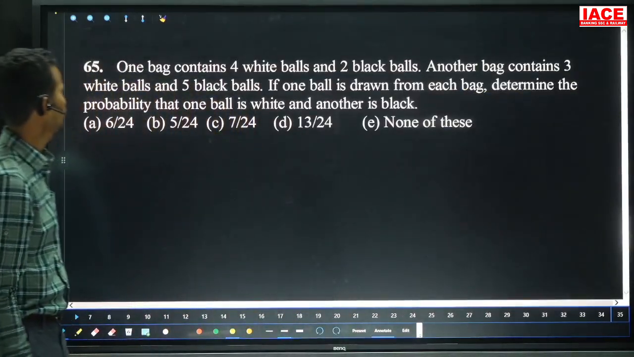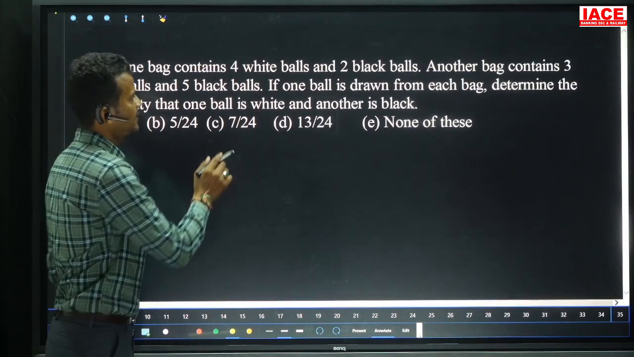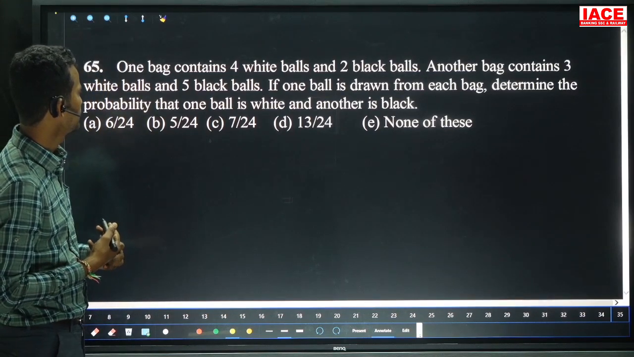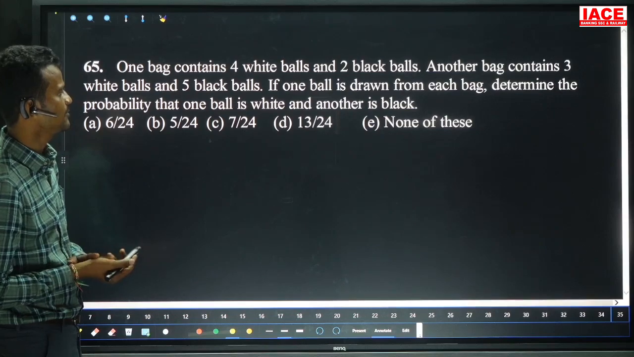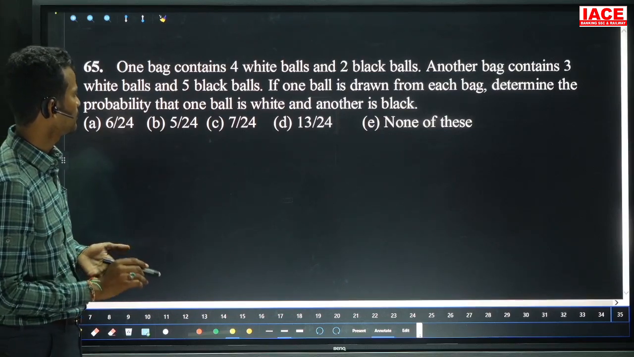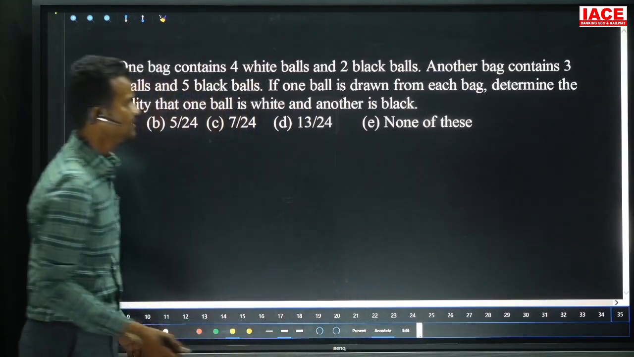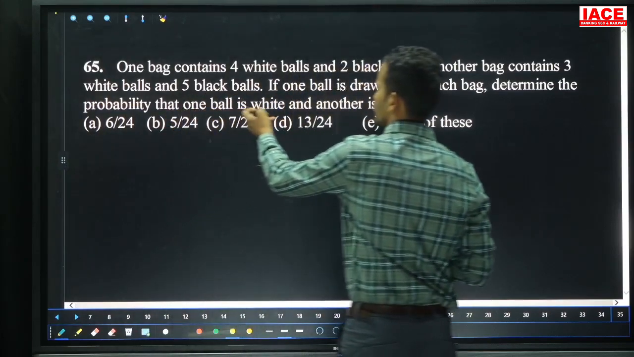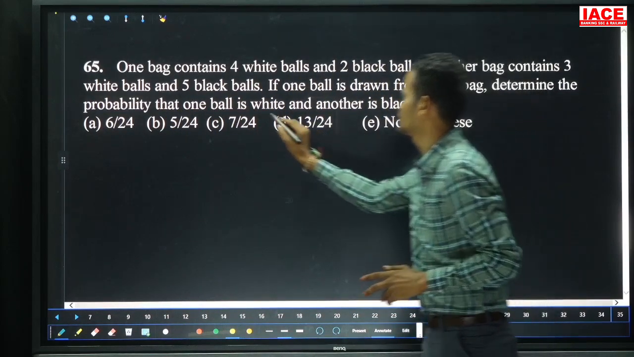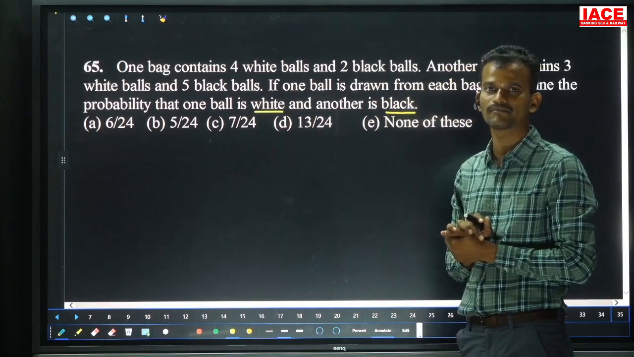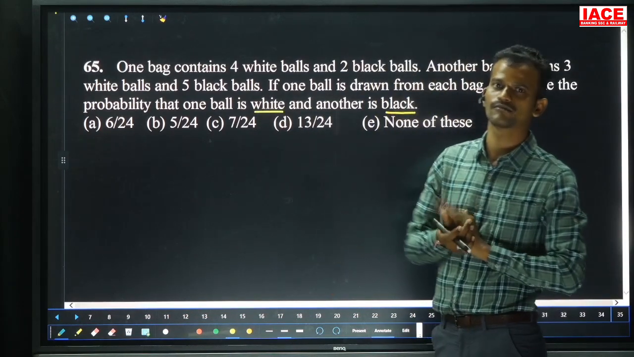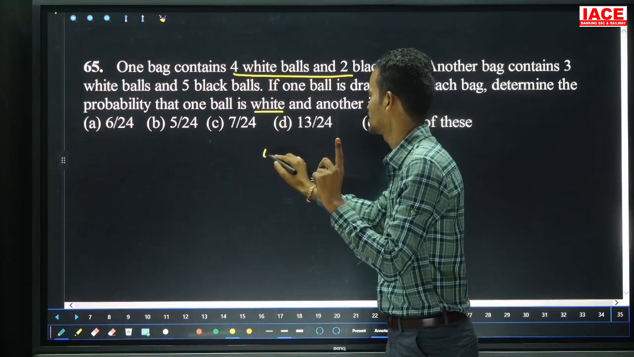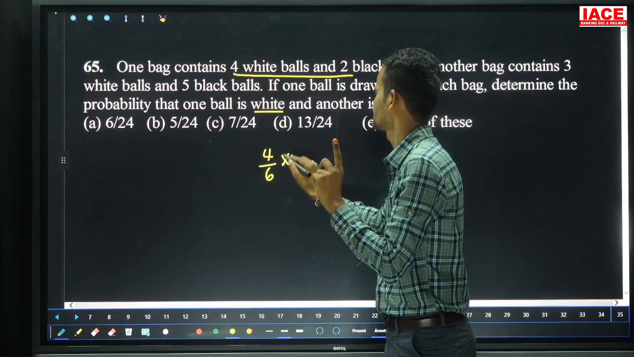What is the next question given? One bag contains 4 white balls and 2 black balls. Another bag contains 3 white balls and 5 black balls. If one ball is drawn from each bag, determine the probability that one ball is a white ball. Listen, sir. They mention that from each bag we draw one ball. But what is the question? One ball is white and the other ball is black. But he has not mentioned whether the first ball is white and the second ball is black. For example, if I draw one ball from the first bag and it is white, how many white balls are there? 4 by 6, into the second bag.